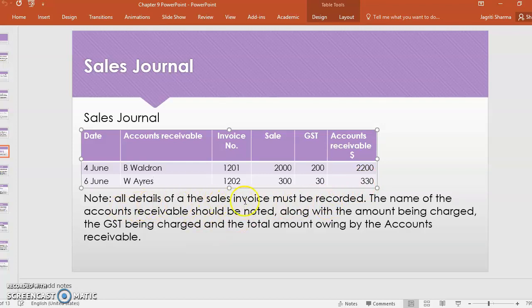Now all details of the sales invoice must be recorded. The name of the accounts receivable should be noted. The name of the accounts receivable is the name of the business or individual person, along with the amount being charged, the GST being charged and the total amount owing by the accounts receivable. So you need to make sure you've got all this information on hand before you actually start putting the entries down.